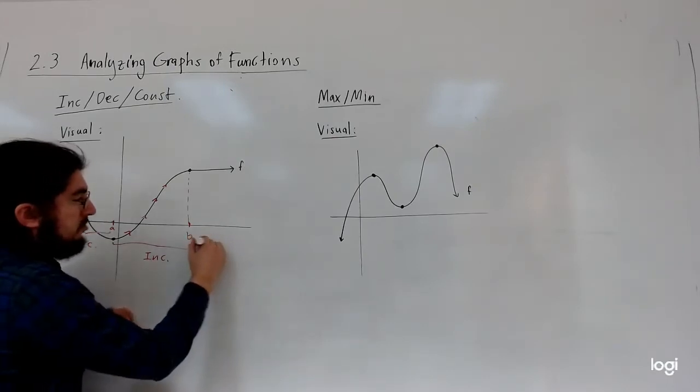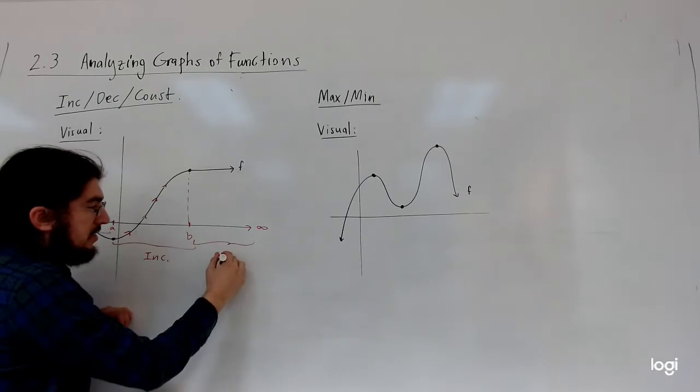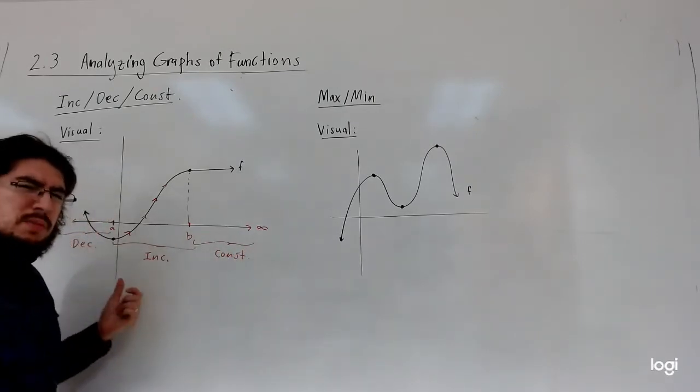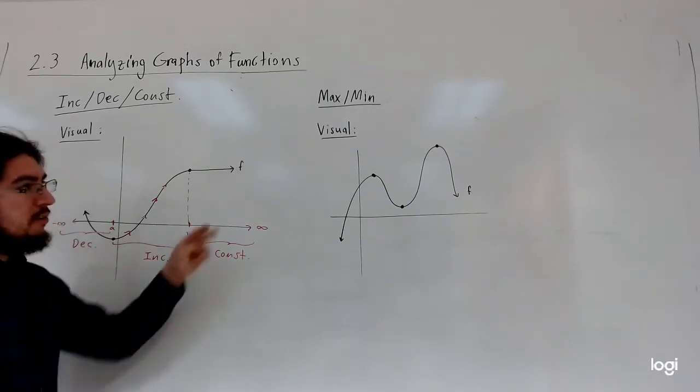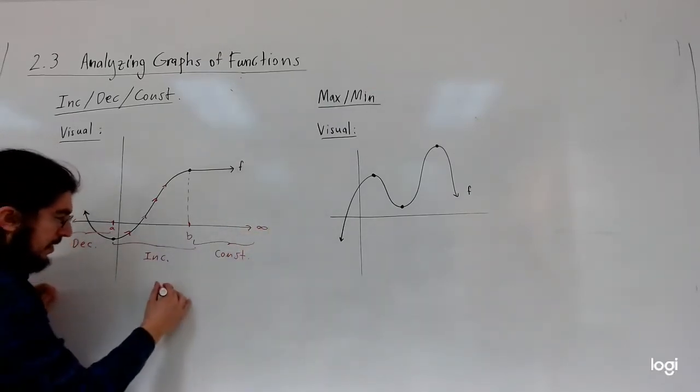But what happens from b to infinity? Well, from b to infinity, the function is remaining constant. There is no vertical change. So I can possibly talk about intervals of increase, decrease over here as well. But let me just write down here.